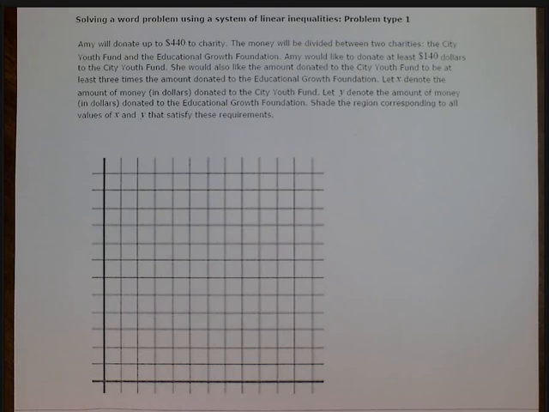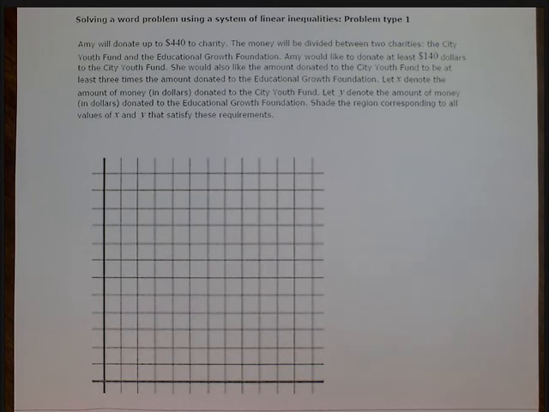Solving a word problem using a system of linear inequalities, problem type 1. Amy will donate up to $440 to charity. The money will be divided between two charities, the City Youth Fund and the Educational Growth Foundation. Amy would like to donate at least $140 to the City Youth Fund. She would also like the amount donated to the City Youth Fund to be at least 3 times the amount donated to the Educational Growth Foundation.